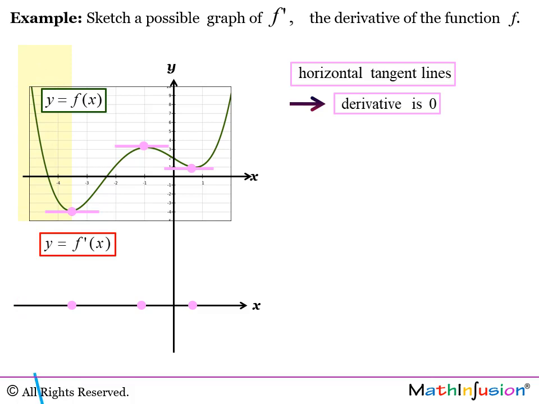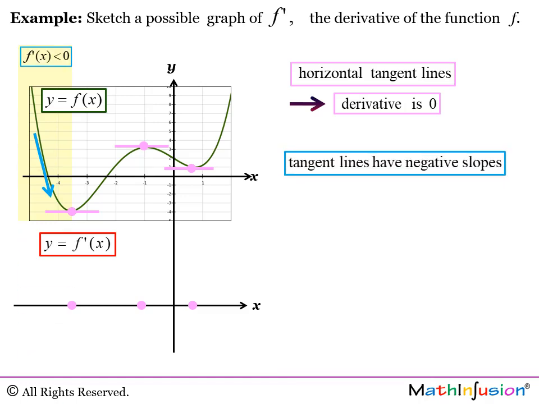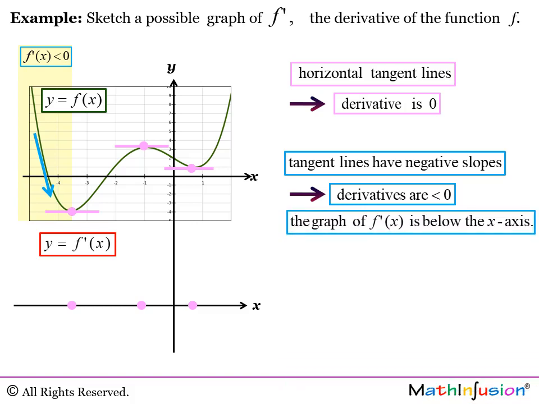Now let's observe this portion of the graph. All the tangent lines here have negative slopes. It means that the derivative is negative. It means that the graph of the derivative must be below the x-axis. This portion of the graph is exactly the same thing.